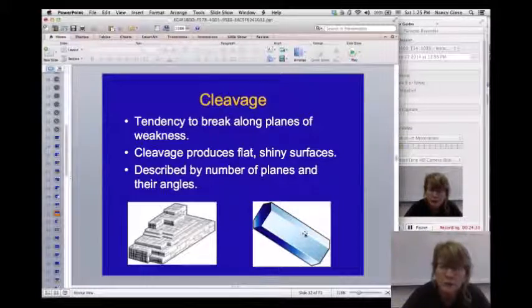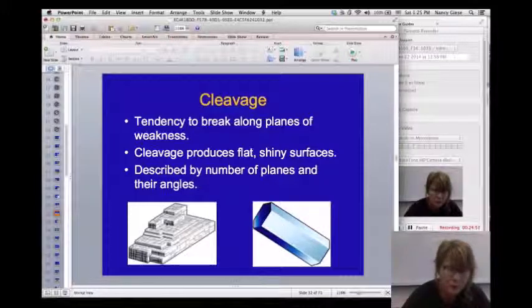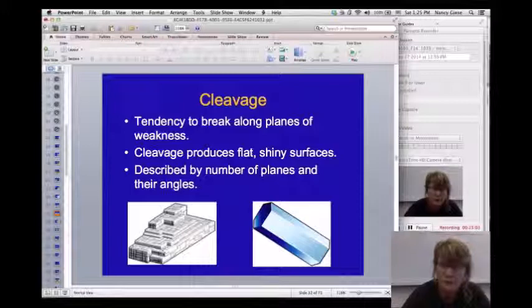And when we talk about cleavage, we have to identify a few things. First of all, we have to say whether or not it shows cleavage, yes or no. If it does exhibit cleavage, then we have to talk about the number of directions or planes of cleavage. So for example, the example that I went through had 4 directions or 4 planes of cleavage. This one had 3 directions of cleavage.